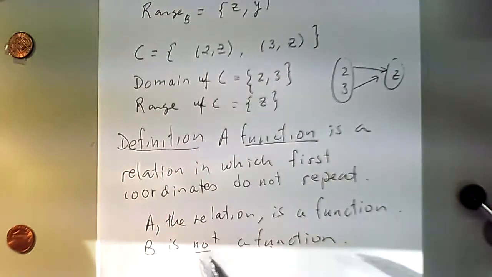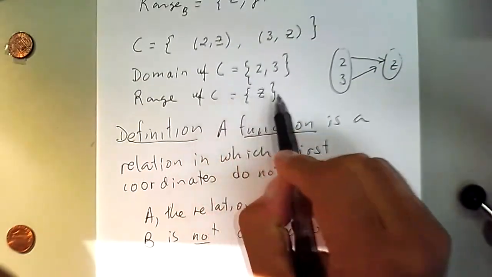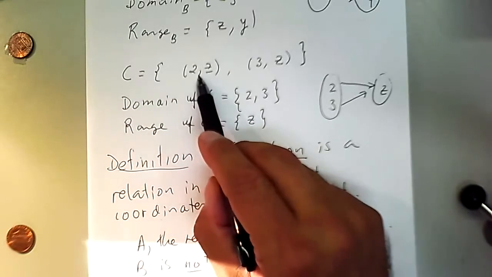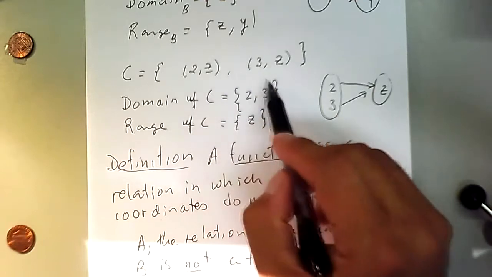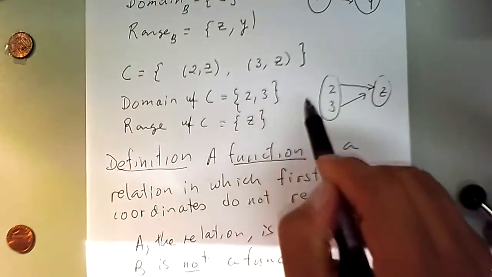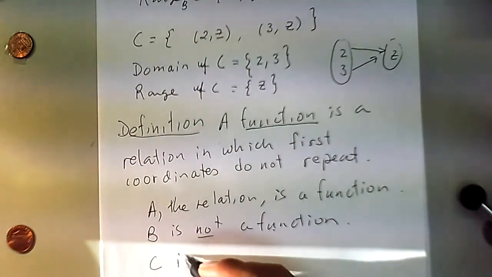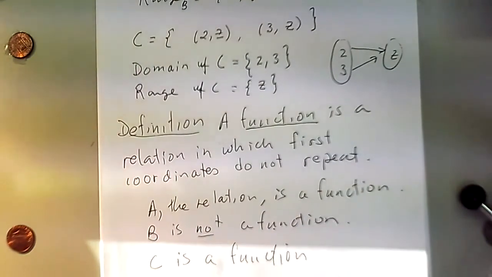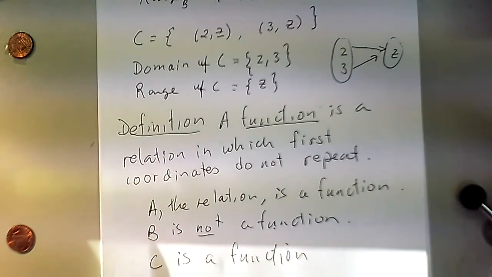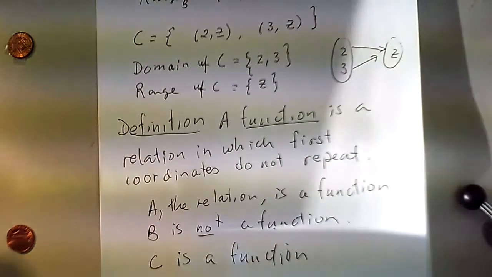Yeah, so B is not a function. How about C? C has 2 and 3 as the first coordinates, and that's it. No more first coordinates. So that means that C is a function. And we have to be very, very clear that we know whether something is or is not a function.